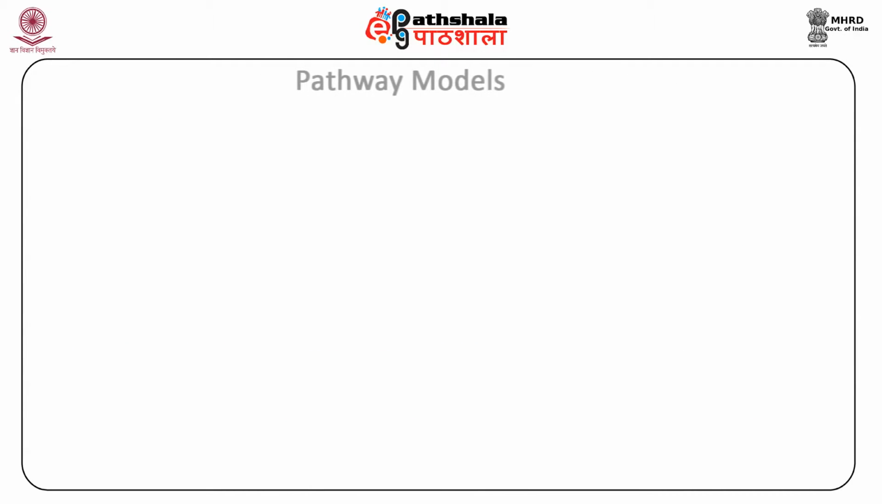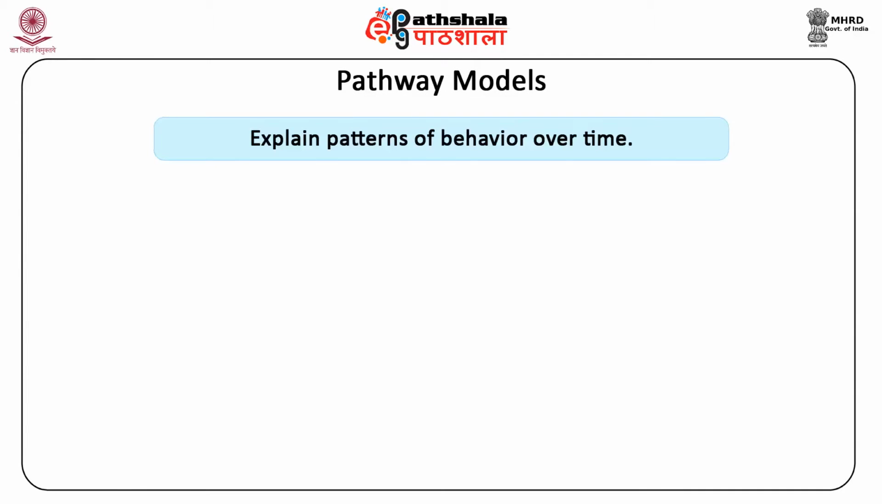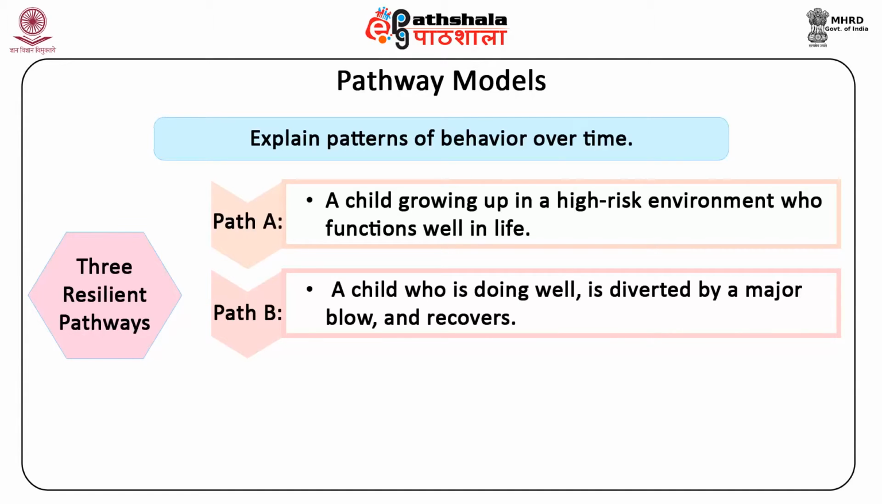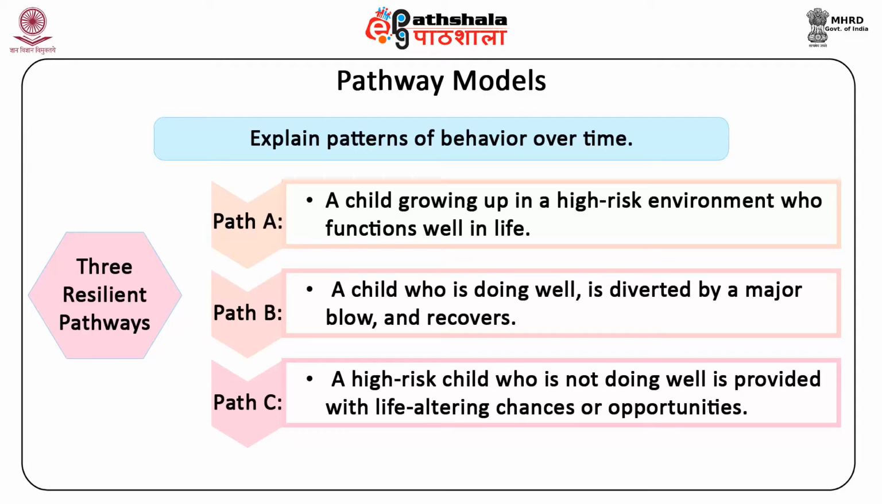Pathway models. Currently, there is growing interest in pathway models of resilience, which explain patterns of behavior over time. Three resilient pathways. Path A reflects a child growing up in a high risk environment who functions well in life. Path B reflects a child who is doing well, is diverted by a major blow, and recovers. Path C reflects a later bloomer pattern in which a high risk child who is not doing well is provided with life altering chances or opportunities.